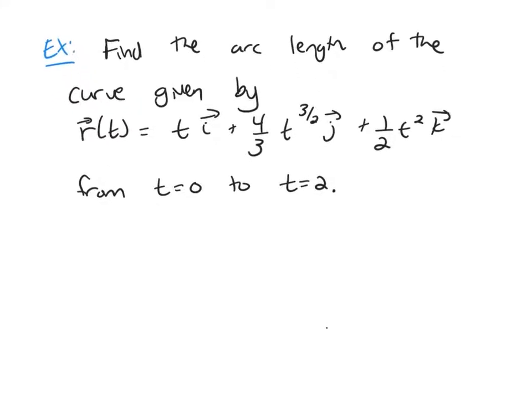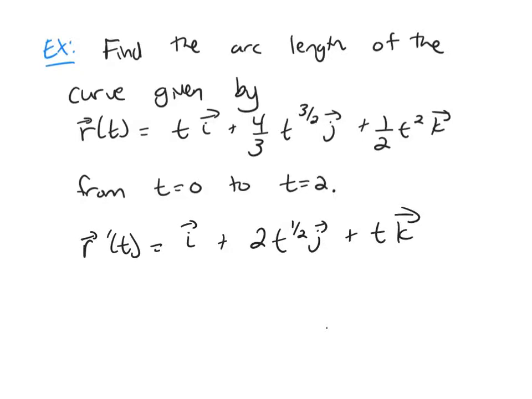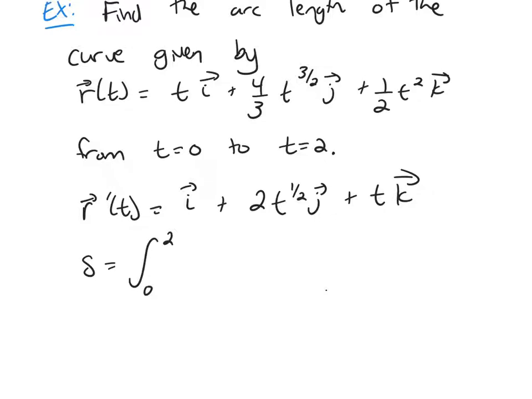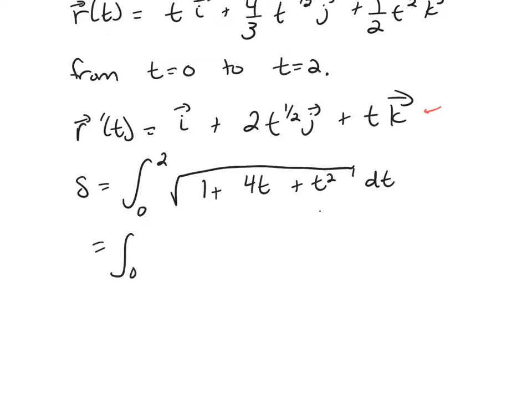So again, if I'm going to find arc length, I need the derivative r prime of t. It's going to be i plus 2t to the 1/2 j plus t k. So now the arc length, if I plug into my formula, s will be the integral from 0 to 2 of the square root of the magnitude of this vector right here. So it'll be 1 plus 4t plus t squared. Then I'm going to rewrite it so my terms are in descending order here, t squared plus 4t plus 1.